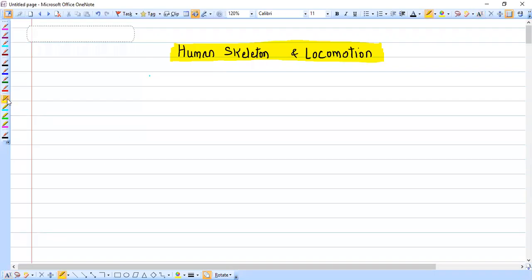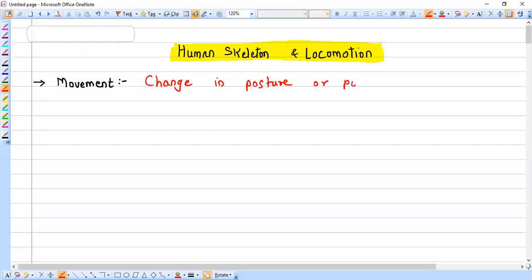We are talking about one of the most interesting chapters, that is human skeleton and locomotion. We have to understand certain technical terms before starting with the actual chapter. The very first word that I want to discuss is movement. Logically, what is movement? I can say movement is nothing but a change in posture or position.